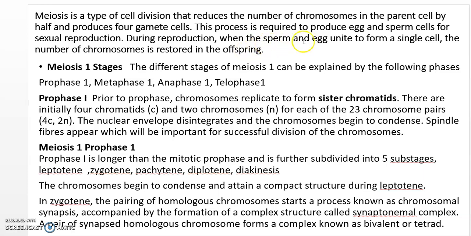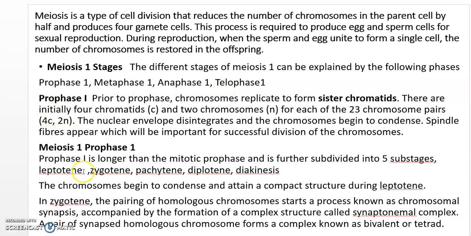So sperm and the egg: this will contain 23 chromosomes and this will contain 23. So the offspring will have 46 chromosomes. Now meiosis is explained in two stages, meiosis 1 and then meiosis 2. Meiosis 1 is explained by prophase 1, metaphase 1, anaphase 1 and then telophase 1.